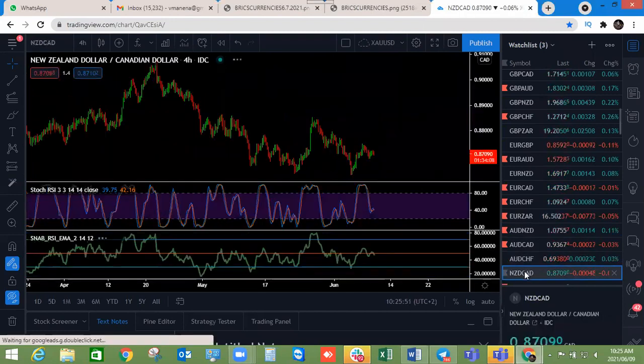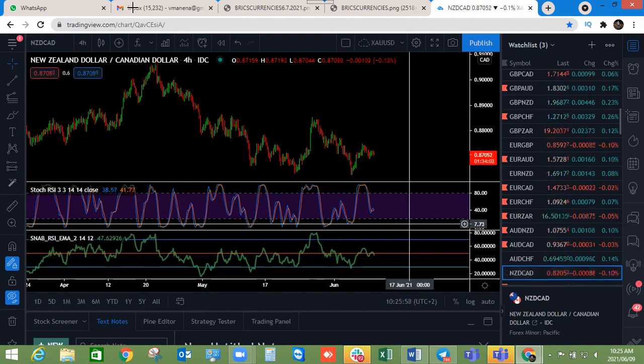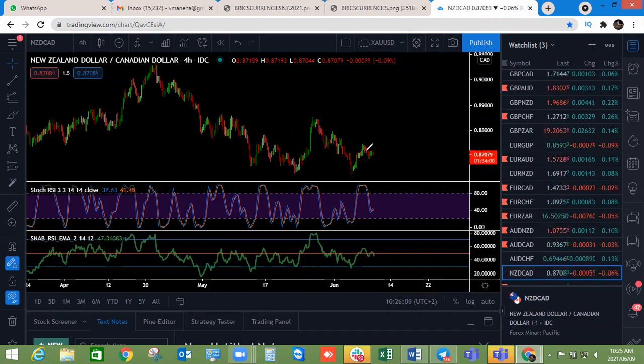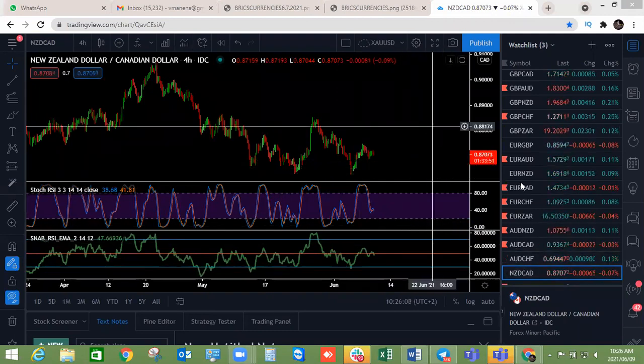New Zealand CAD. We want to see continuation to the upside, as there is no confirmation as yet, because this can do that before going to the upside. So we stay out of that one for now.